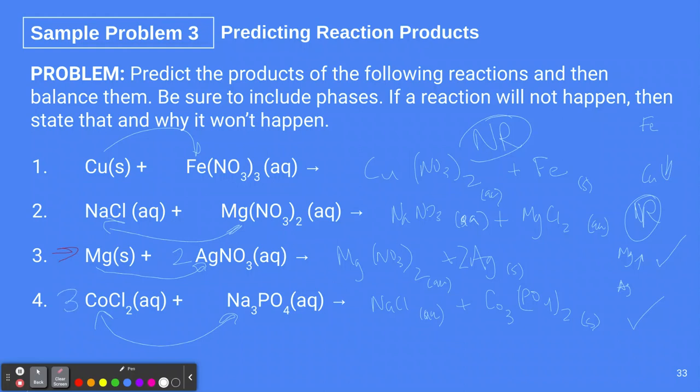When I do that, now I have 6 chlorides on the left-hand side. I now need 2 phosphates, so we're going to put a 2 there to get my phosphates to balance. I now have 6 sodiums, so I have 6 sodiums and 6 chlorides on the reactant side. I have 1 of each. That's nice and easy. I can put a 6 there and call that good. So first 2 were no reactions, second 2 do form reactions, and those are the balanced equations there as well.